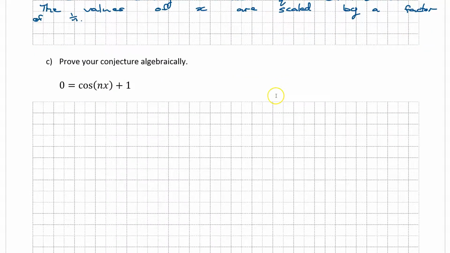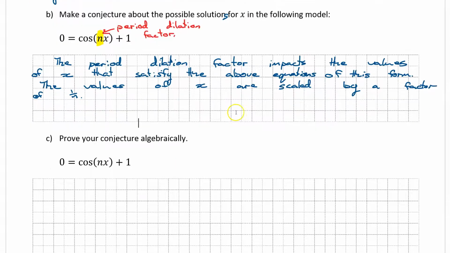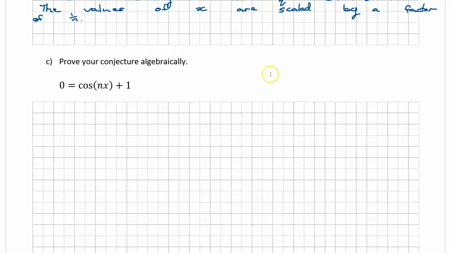Now, it wouldn't be a real question if we didn't try and prove the conjecture that we stated up here. So, in part C, it says, prove your conjecture algebraically. And the way in which we can do this is business as usual, so exactly what we did in part 1. We simply write out the equation, and we're going to solve for x, ignoring the fact that there's an n there. So we'll go -1 equals cosine of nx. And then we'll take the inverse cosine from both sides, and that will leave us with n times x.